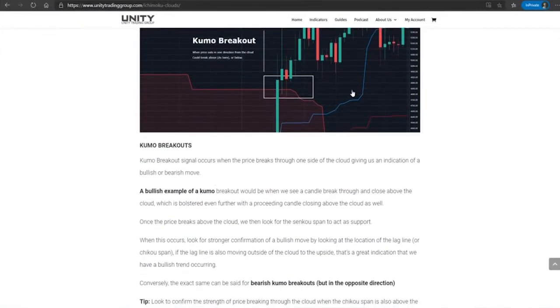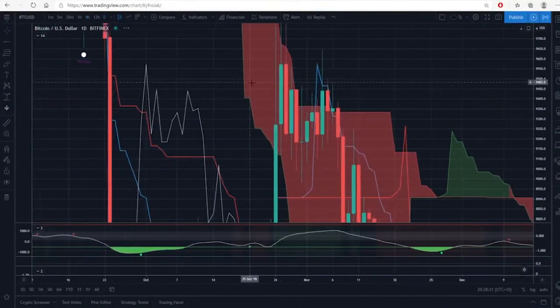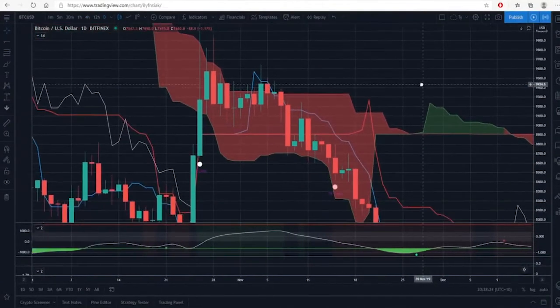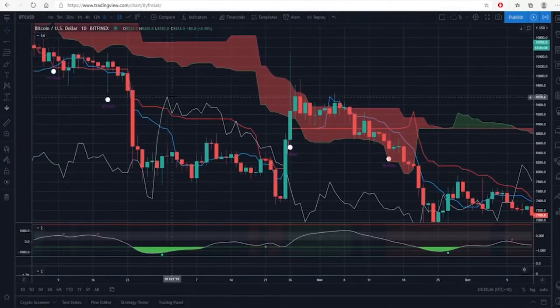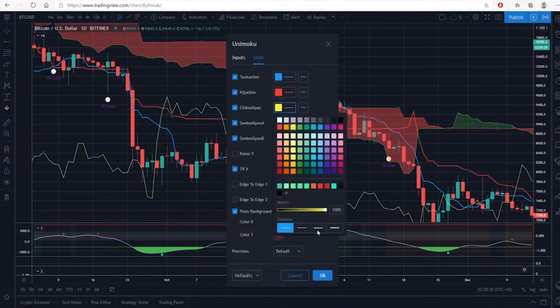Now, Kumo breakouts. This is a really powerful trading strategy, and one where, again, as I said beforehand, this is where we start putting weight on our Chikou. I'm just going to change the Chikou to yellow so it's a little bit easier to follow.